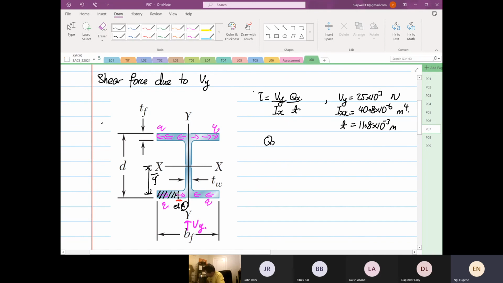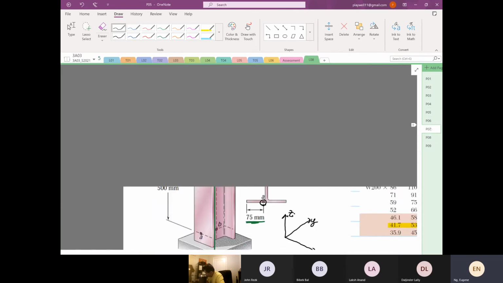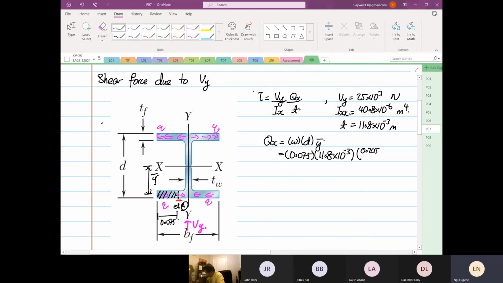So the first moment of area about the x-axis is equal to width times depth times y bar. So the width, this area again, is 0.075. The depth is 11.8 times 10 to the power minus 3. The y bar will be equal to, so you need to find the depth, 0.205 divided by 2 minus 11.8 times 10 to the power minus 3 divided by 2.